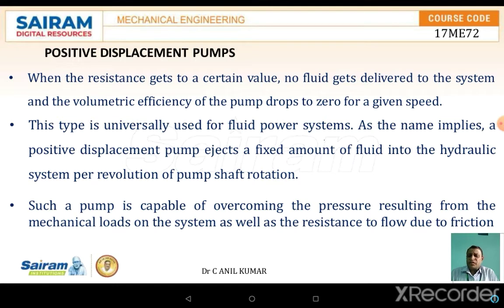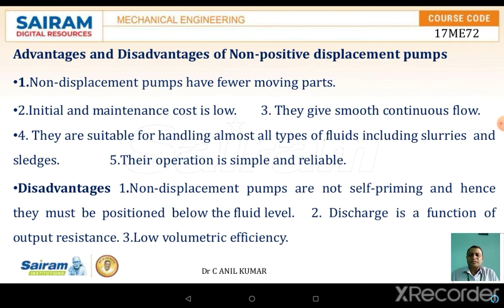These types are universally used for fluid power systems, and as the name implies, positive displacement pumps have a fixed amount of fluid to deliver for the application, especially in hydraulic systems, with a particular rotation or revolution of the pump shaft, so that the pump is capable of overcoming the pressure resulting from the mechanical loads in the system, as well as the resistance to flow due to friction.